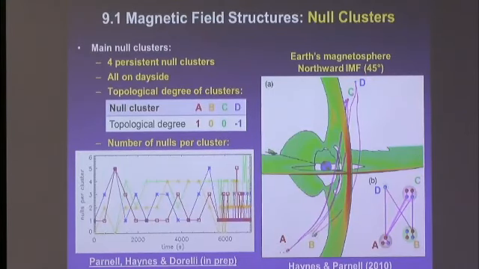Now, the null clusters A and D don't just have single null points, but they have different numbers of nulls. This is time against the number of nulls. And as you can see, for these A and D, you always have an odd number of nulls. And for groups B and C, you always have an even number of nulls. The groups B and C have topological degree of 0. They have even numbers of positive and negative nulls.